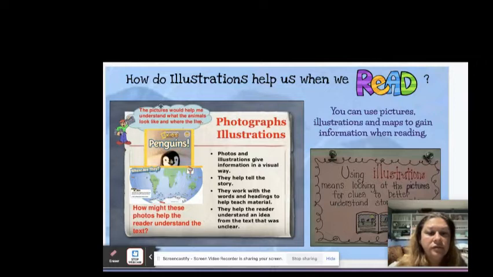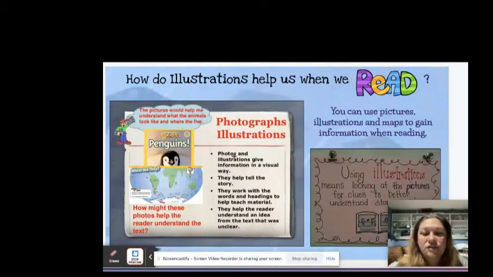Looking here, let's look at this picture and how might these photos help the reader understand the text? Well, the pictures would help me understand what the animals look like and where they live. So here we have a map that indicates where penguins live and then what a penguin looks like. It's peeking behind the map.